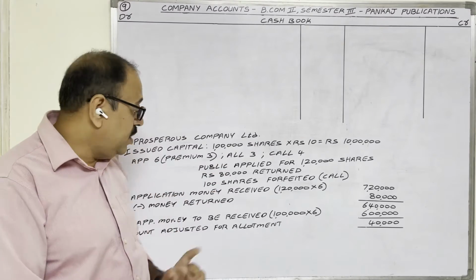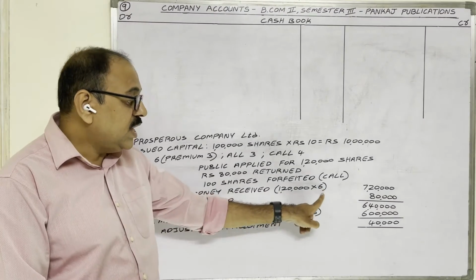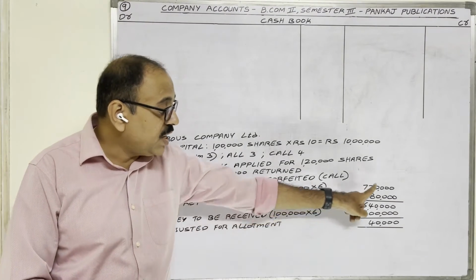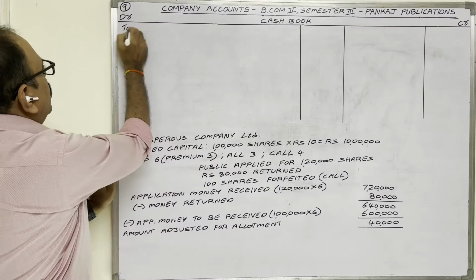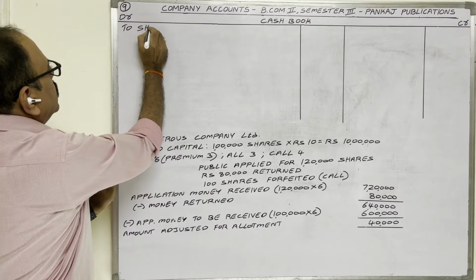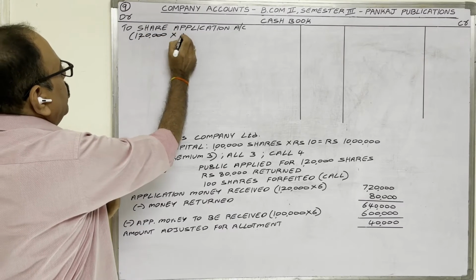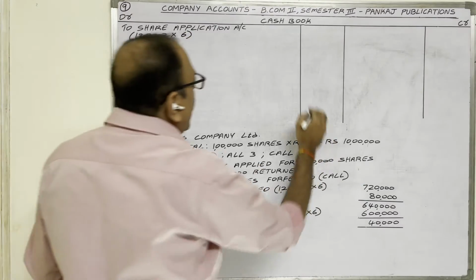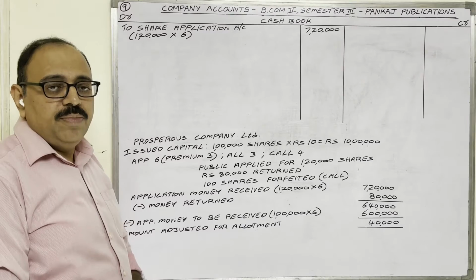So first, what happened? The company received application money on 1,20,000 shares at the rate of 6 rupees each, so 7,20,000 is coming. This is a cash receipt, no? The debit side we should show: To share application account. On 1,20,000 shares at the rate of 6 rupees each, 7,20,000 rupees came.